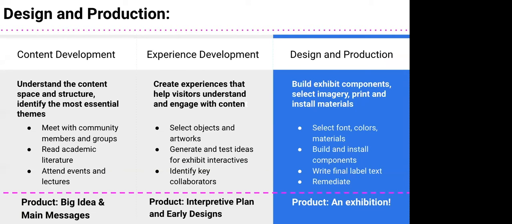Last but not least is the design and production stage. Again, I'm not going to talk quite as much about this because the designers lead the dance in this phase. This is where people are selecting fonts, colors, materials, and a lot of things are getting built. I'm writing final label text and getting that edited, copy edited, and reviewed by various people. Particularly if you're writing label text about somebody or about a project, it's helpful to have eyes from someone you're working with on that text.